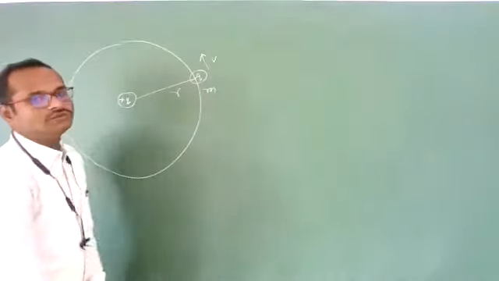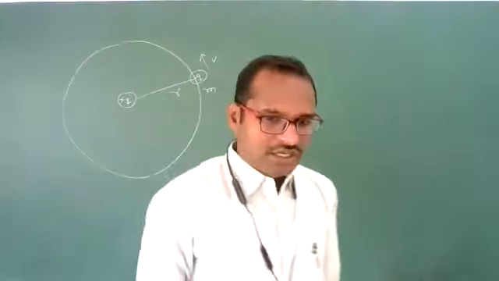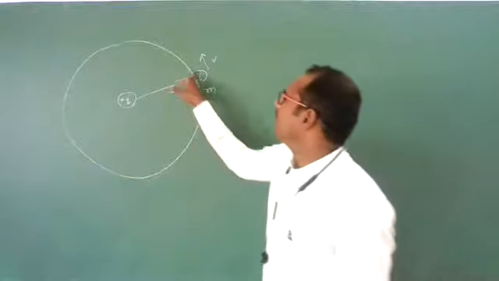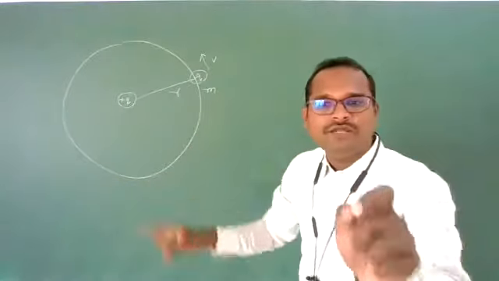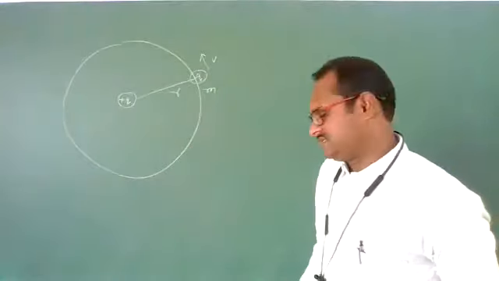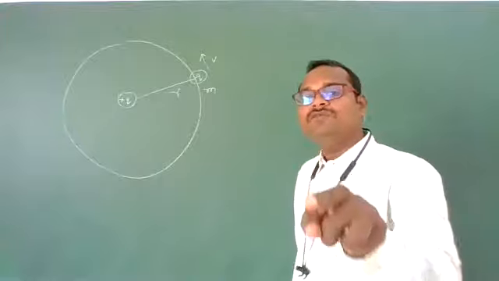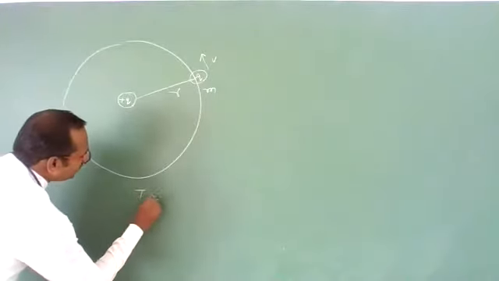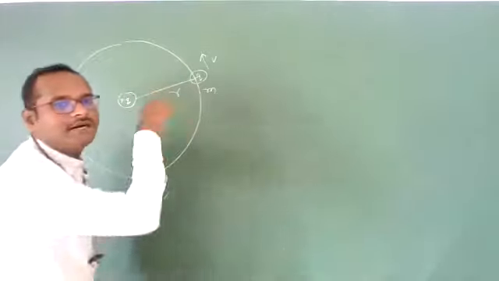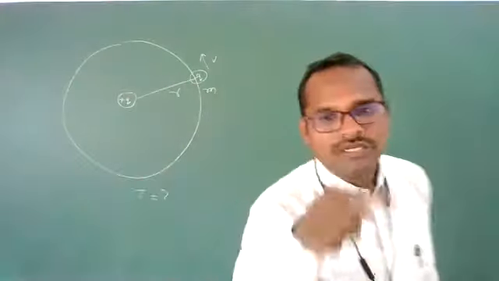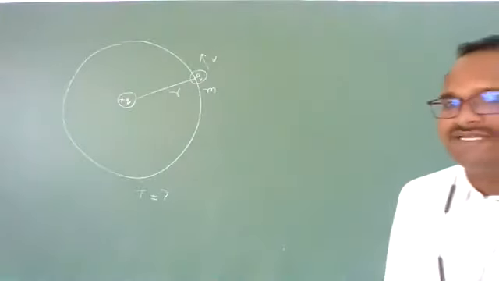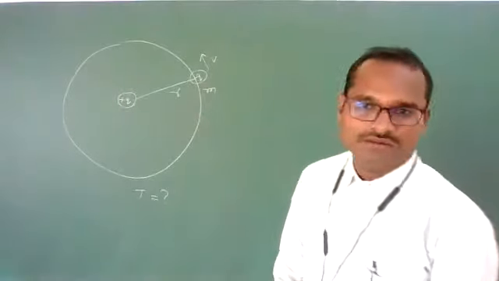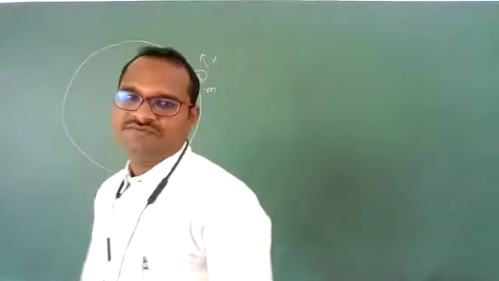Now you tell me, if it moves in a circular path with a constant velocity, it will complete this circular path in regular intervals of time. Yes or no? Then what will be its time period? What is the time it will take to complete one total rotation, if it is moving with a constant velocity v? So how to solve this type of problem?